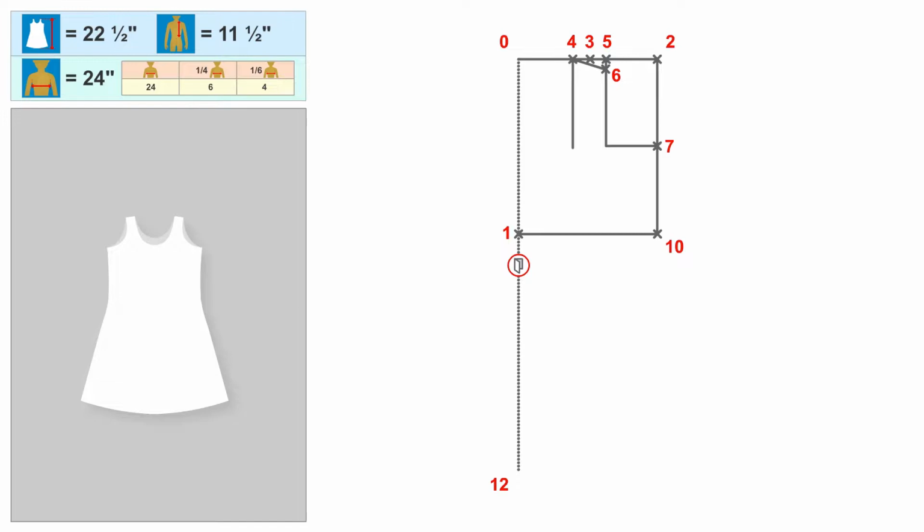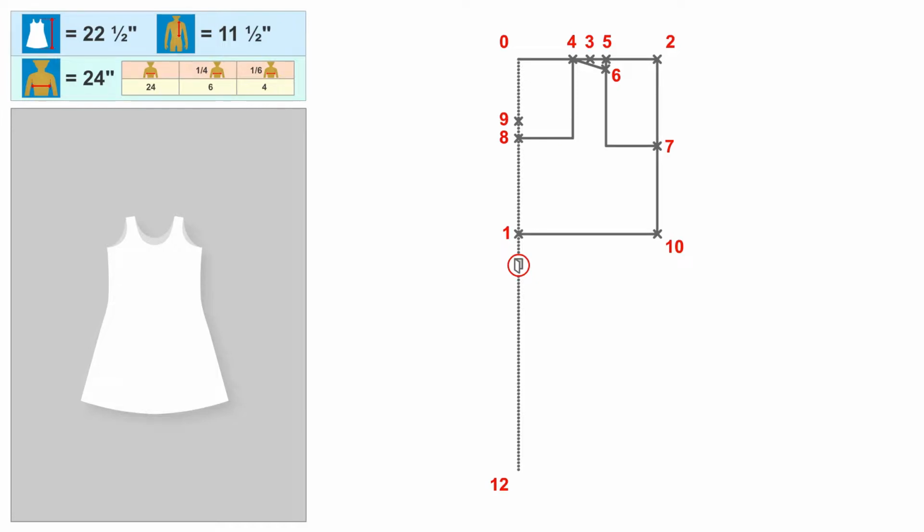From point 0, measure along the baseline 1/6 of chest circumference, which is 4 inches, and make a mark. This is point 8. From point 8, measure 1 inch upwards and make a mark. This is point 9. From point 8, draw a right angle line until it meets the line vertically drawn down from point 4.